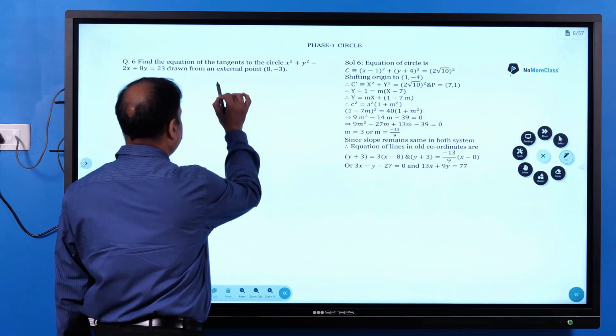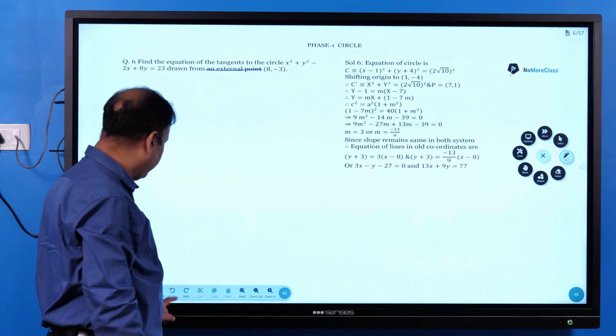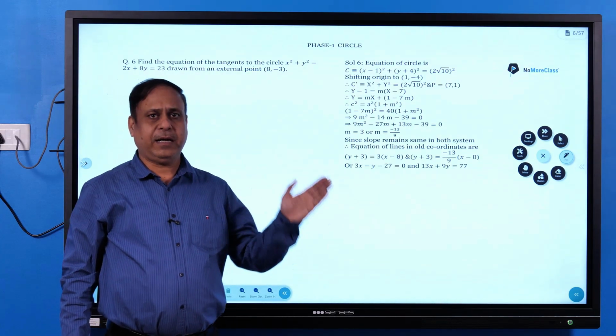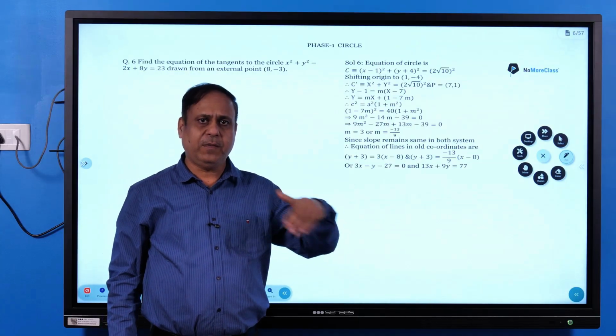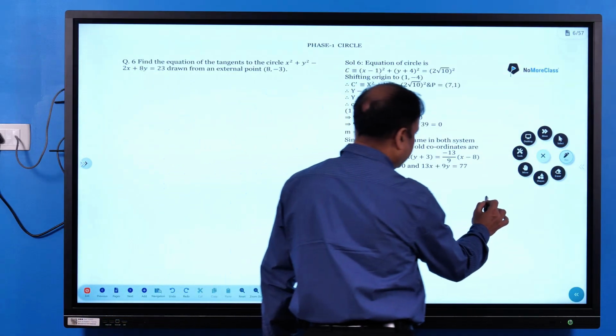Even if they are not writing this word, "from a point", there is no issue. It conveys the same meaning. Two types of language are there. "Drawn at a point" means the point lies on the curve. "From a point" means the point is outside. So when it is from a point, it will be something like this.